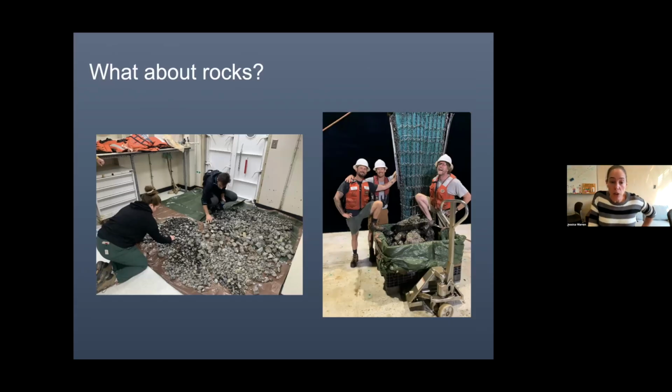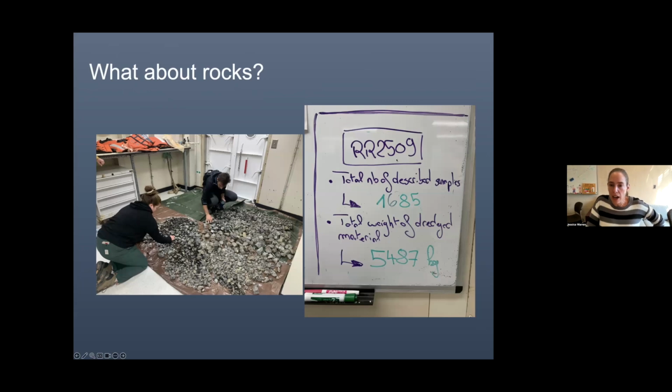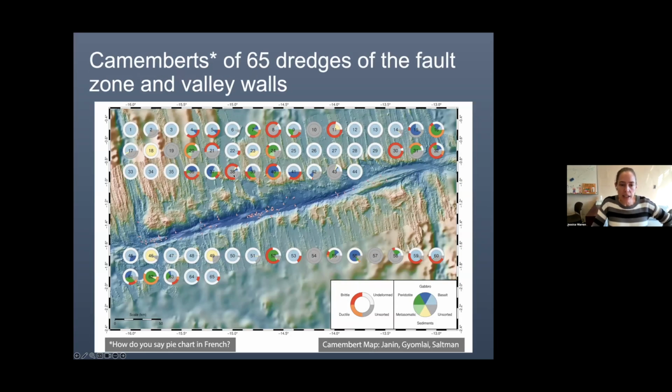And the result of that is that we got a lot of rocks back. So what about the rocks? We ended up recovering over 5,000 kilograms of rocks. So that's about 12,000 pounds of rocks. Out of those, we described about 1,600 samples individually, but everything else got bagged up, weighed, and is now in a shipping container that is heading back to Woods Hole to the Seafloor Sample Repository there. And we did 65 dredges in total. We put in to do 30 to 40 dredges. We were incredibly successful with the dredging.